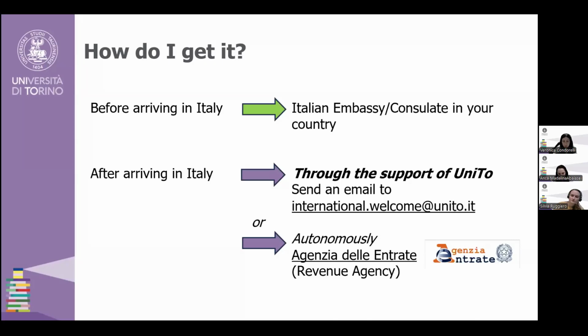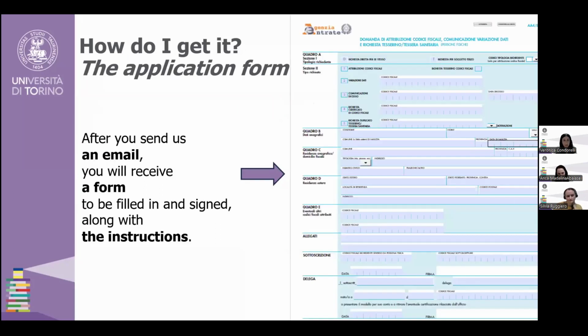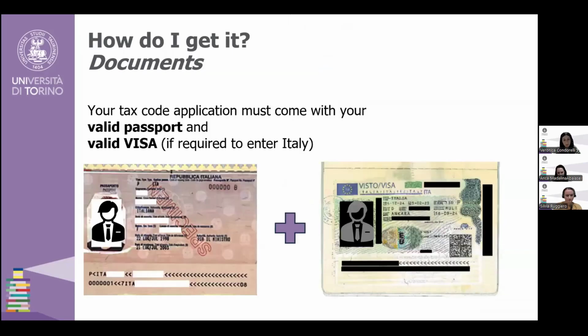So we just forward your applications to them, and the entire process takes approximately a couple of days, a few days. After you send us an email, you will receive this form. You can see it in the right part of the slide. Along with it, you will receive the relevant instructions about how you have to fill it and sign it. And together with the form, we will ask you to send us your documents, your passport and your visa if required to enter Italy. They both have to be in PDF.